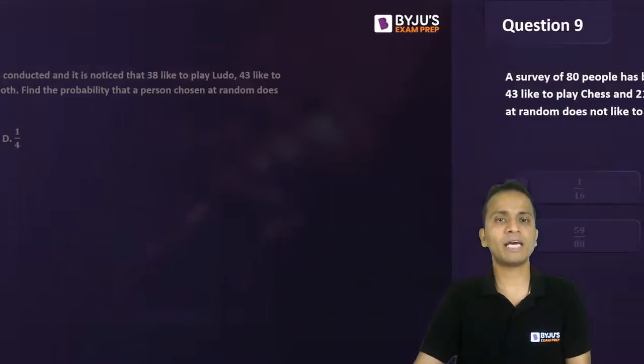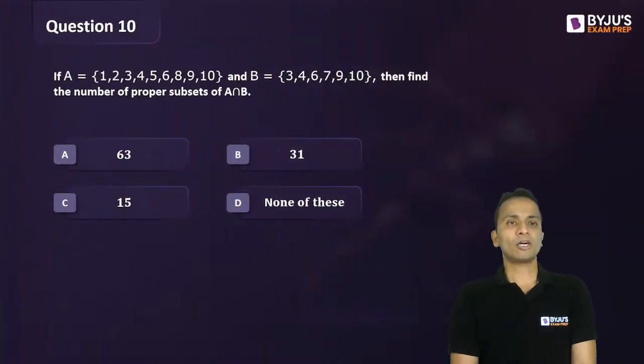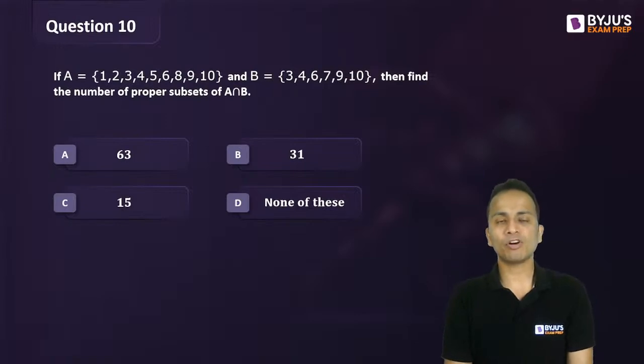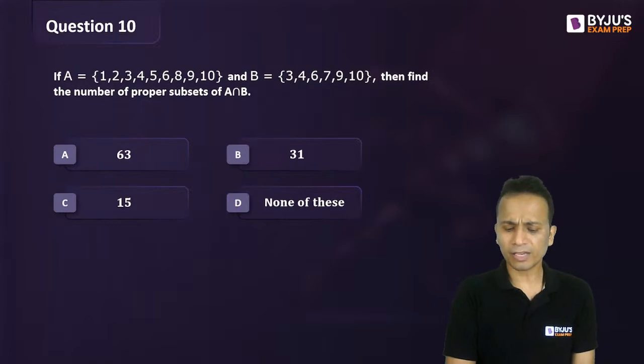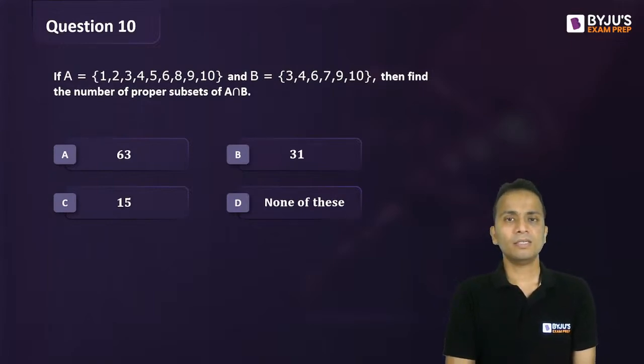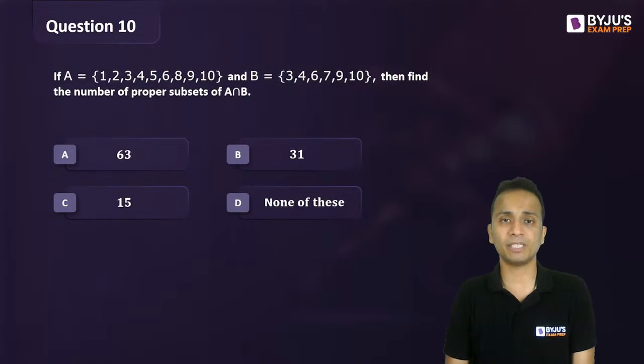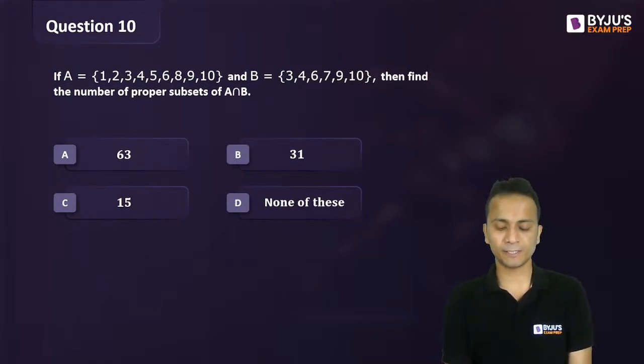So that was question number 9. Let's move on to question number 10. Now question number 10 is about the number of proper subsets. Two sets are given, set A and set B. Then find the number of proper subsets of A intersection B. First of all, you'll have to find out A intersection B, and then we'll talk about how to calculate the number of proper subsets. What are proper subsets, or what are improper subsets?